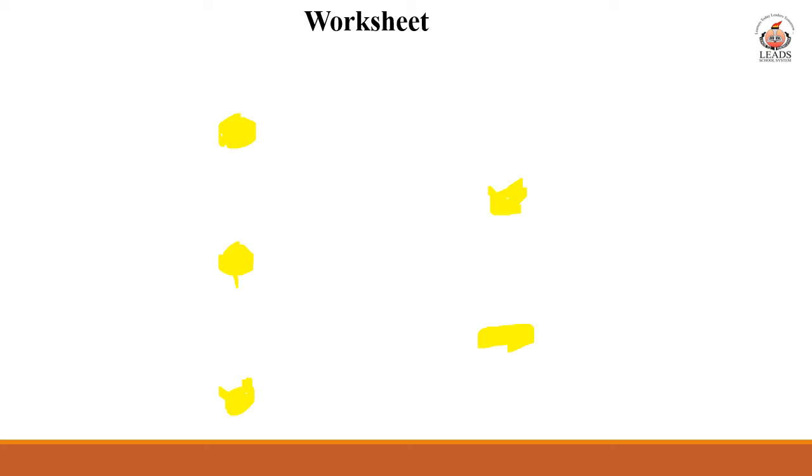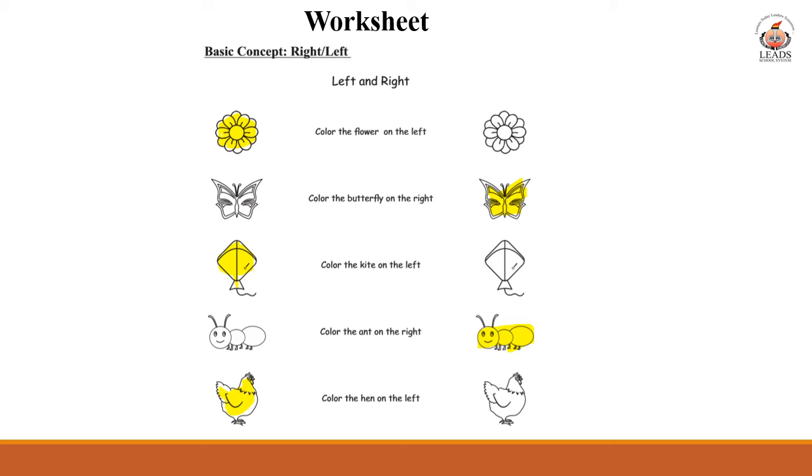Now students, we have a worksheet. And in this worksheet, first of all, you have to color the flower on the left. So which flower will you color? Yes, you will color this flower as it is on the left. Now, you have to color the butterfly on the right. Students, which is the right side? Yes, you will color the butterfly on this side.